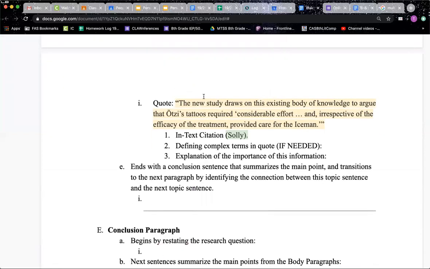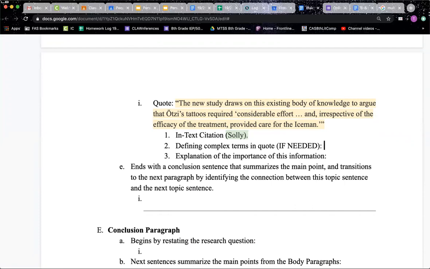The new study draws on this existing body of knowledge to argue that Otzi's tattoos required considerable effort and, irrespective of the efficacy of the treatment, provided care for the Iceman. Irrespective of the efficacy. Irrespective means like not paying attention to, like not heeding. It's like ignoring. And efficacy means like how well it works, its effect. So I think I do need to define irrespective of the efficacy.